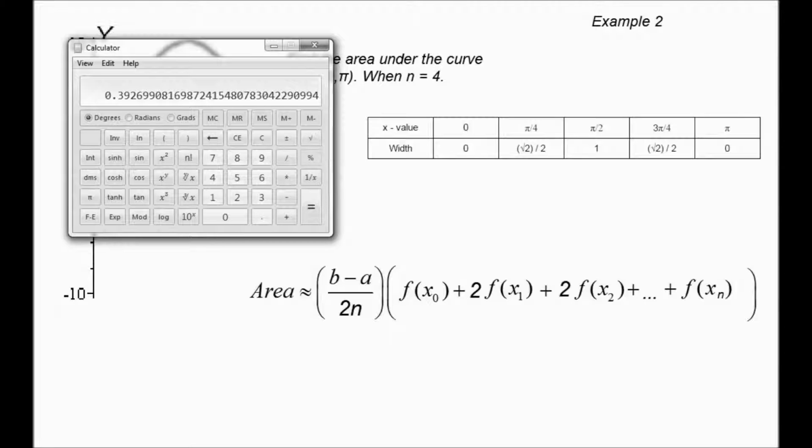So if you're working this out on a calculator, you would store this value, or in my case, I'm on a computer, so I'll just copy it, so that I've got that for later. So let's clear the calculator, and let's move on to the next part.